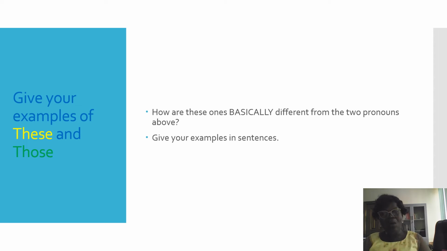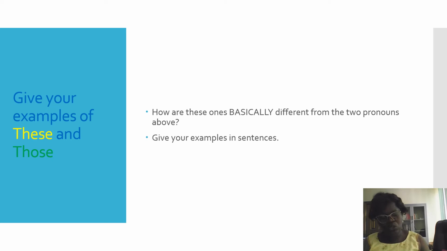So how are these examples of this and those? What is the basic difference that they have in these two pronouns? You remember that we have talked about one is near, one is far, but both of them, you can call them, are representing the plural form of the pronominals we are concerned about today.